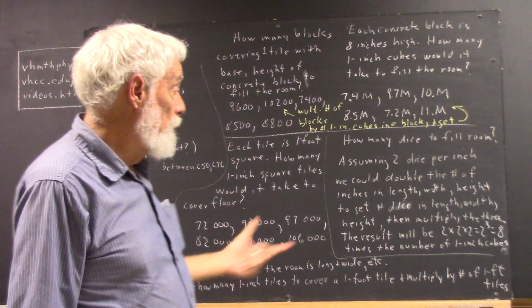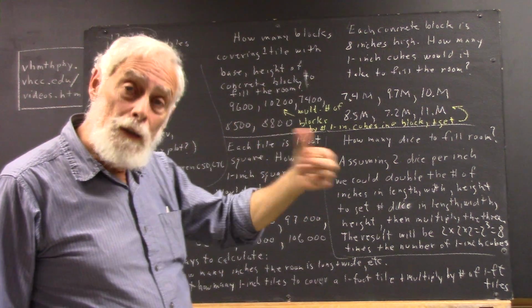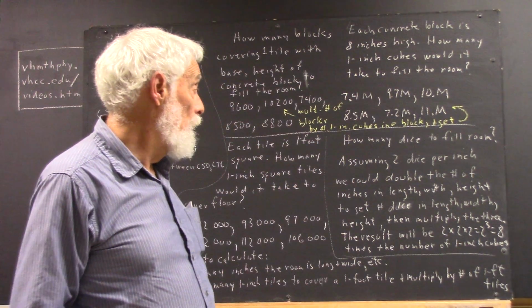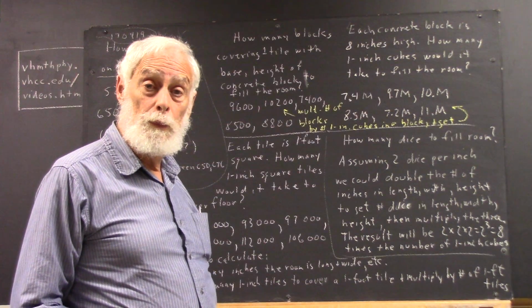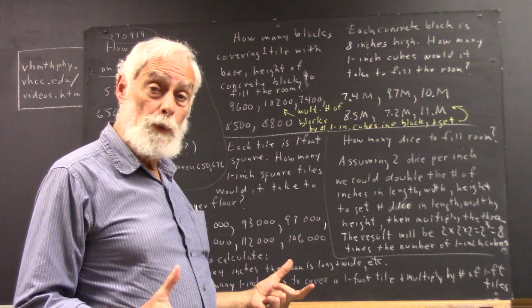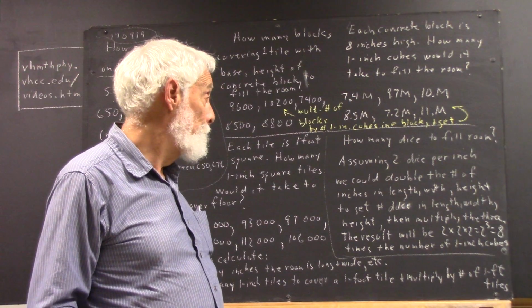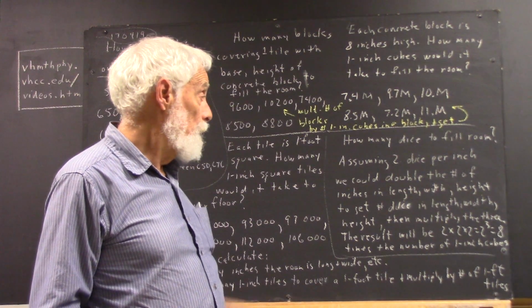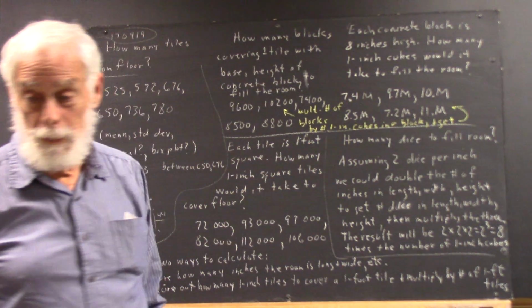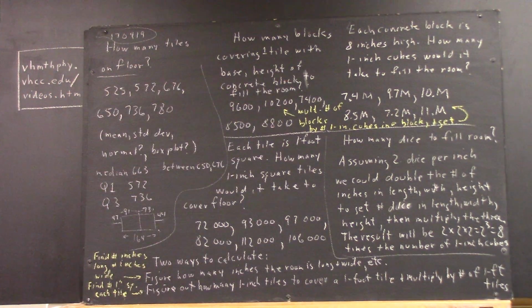Now, everybody probably did it one way. Again, try it in at least one different way, or maybe in 2 different ways to see if it works out. Okay, and then we go on to how many dice fill a room, but I'm going to have to show you the dice. So we'll go on with this in the next clip.